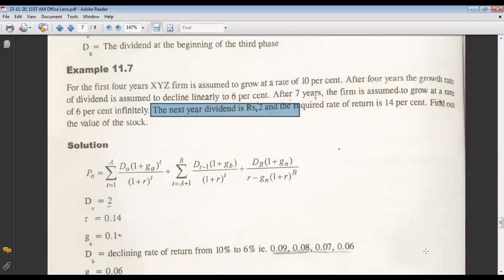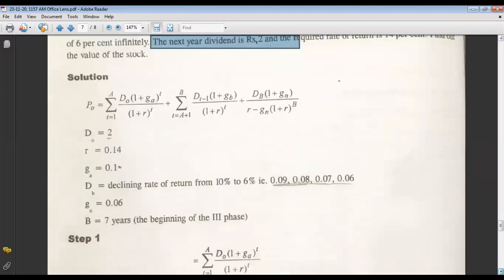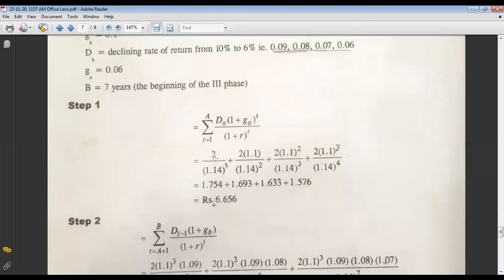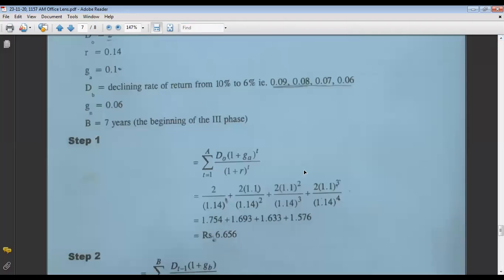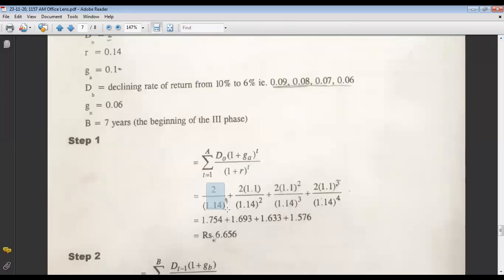So if 2 rupees is going to be received in the next year, what is the present value of that 2 rupees is what I need to find out, because I am calculating the price of my share as of today. That's the reason I have to find the present value of the dividend. And how do I find out the present value? I take T as 1. R is my 14%, which is nothing but my required rate of return, which is given to me in the problem. I substitute the values. So this is for the first year.